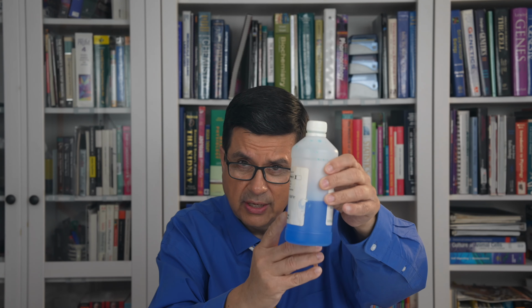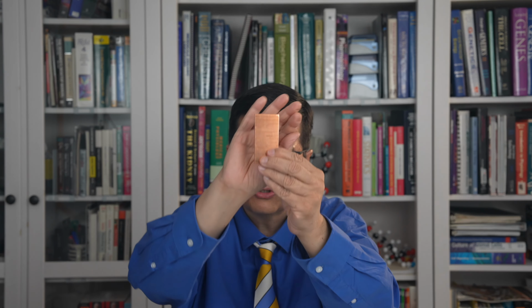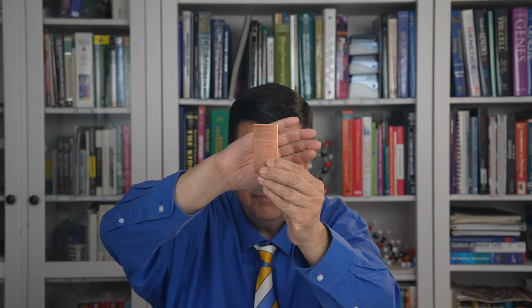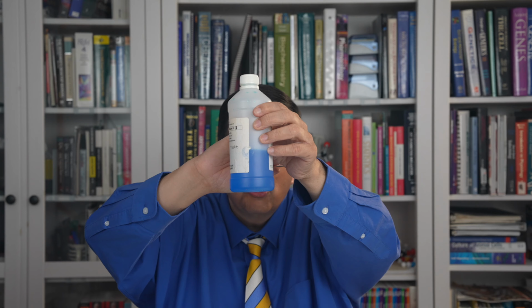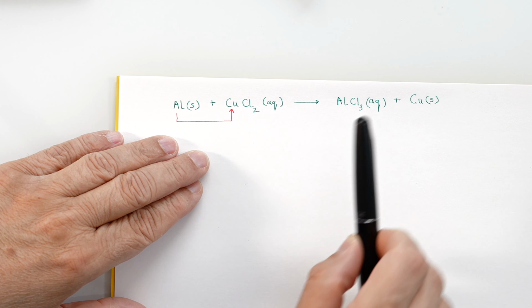And when these two react, the copper, this is an ion, turns into elemental copper, which looks like this. Let's see if I can get it to focus. So that's elemental copper. This is copper in solution, this gorgeous color. So what a single replacement reaction does is it fishes out the copper as an element, and the aluminum goes into solution. So that's what this reaction is going to do.